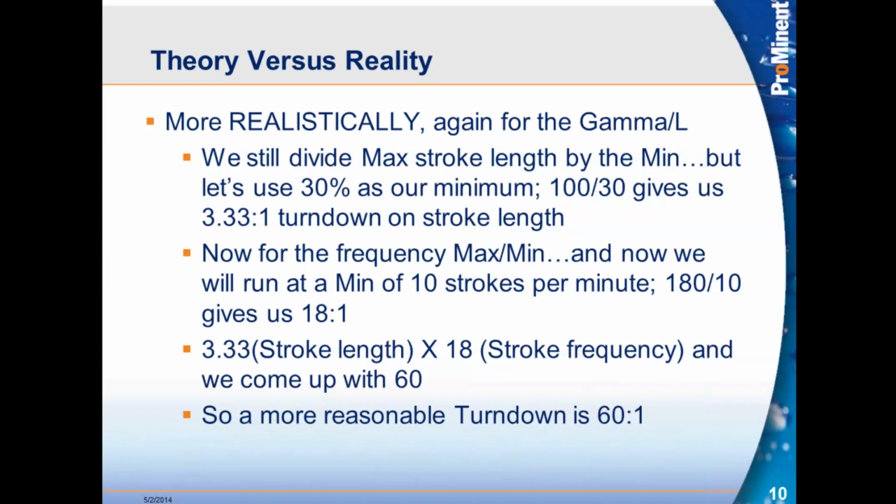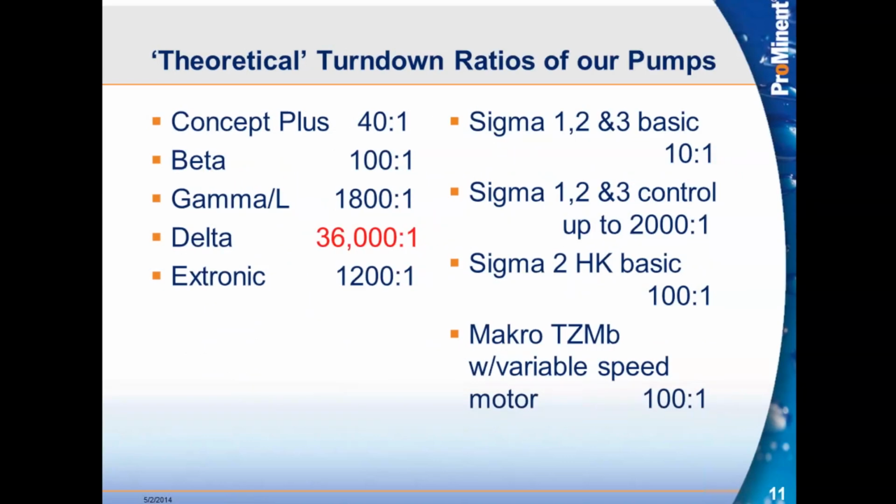That's still well above where most of the requests come in at. Usually a request is asking for 10 to 1 turn down. So what do we advertise? We advertise the same way all of the competition advertises. And it's based off of theoretical numbers, the maximum that you could do if all of the hydraulic scenarios are in your favor or the way the pump needs to see it.